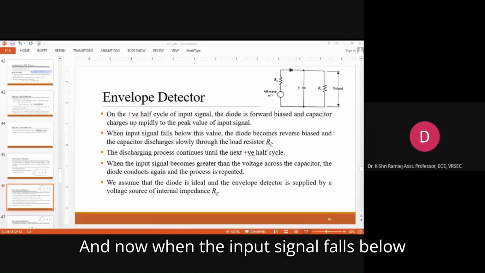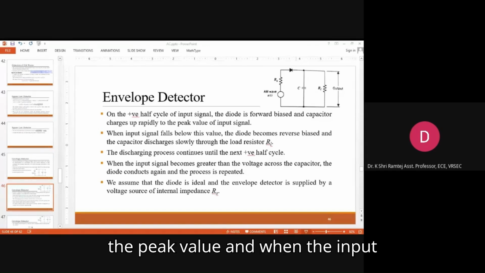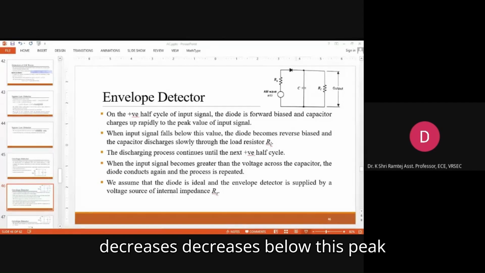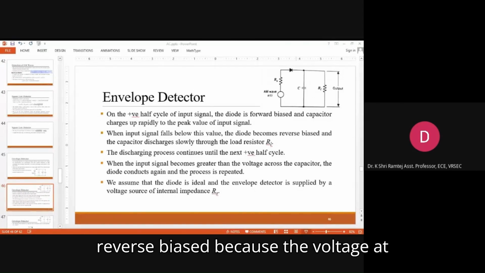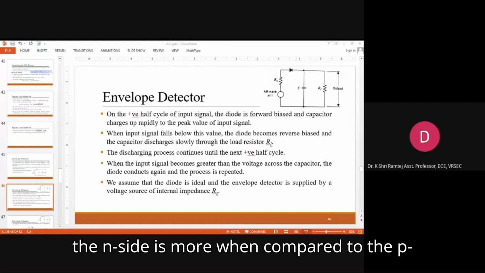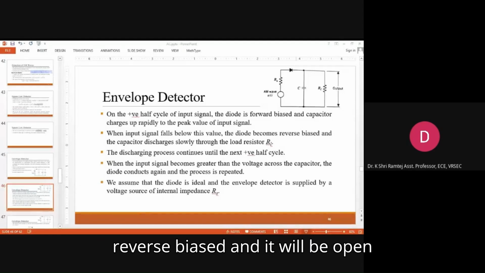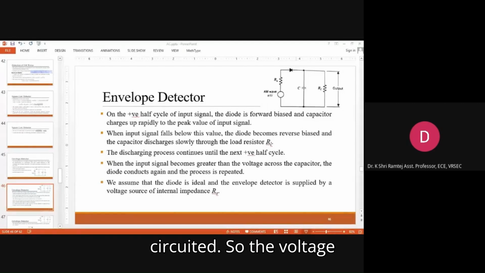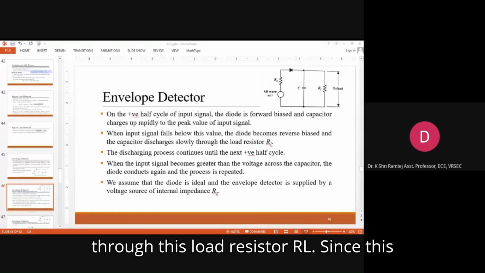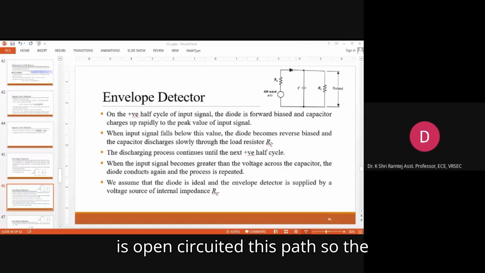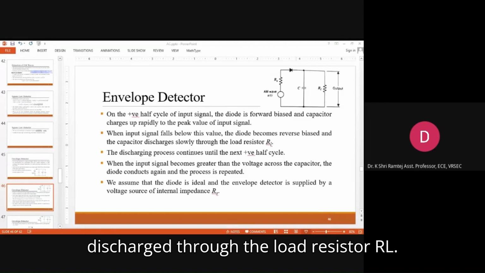Once it is charged to the peak value, when the input decreases below this peak value, the diode becomes reverse biased, because the voltage at the N side is more when compared to the P side of the diode. So the diode will be reverse biased and open circuited. The capacitor voltage will then be discharged through the load resistor RL.